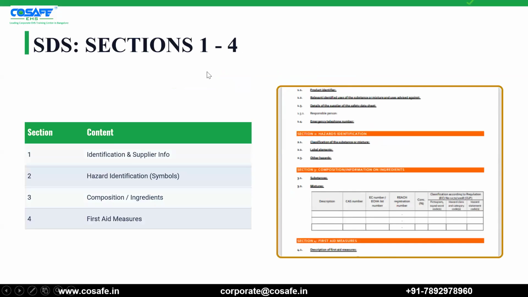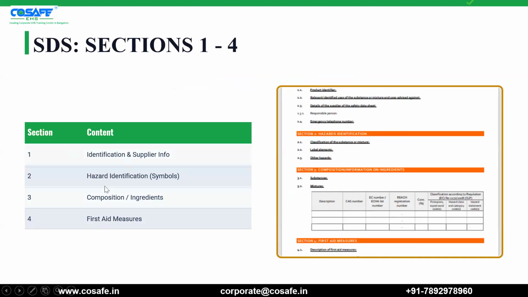Let's see, there are a total of 16 sections in the material safety data sheet. From section 1 to 4, you can see here: the first section contains identification and supplier information. The second section contains hazard identification symbols. The third section contains composition or ingredients, and the fourth section of the SDS contains first aid measures.